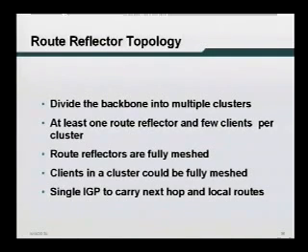You divide the backbone into multiple clusters, as if you're using OSPF, for example, you divide the backbone into multiple areas. You have at least one route reflector and a few clients per cluster. It's a typical layout. The route reflectors need to be fully meshed because they talk the normal iBGP with each other. The clients in the cluster could be fully meshed, but they don't have to. And as I said before, it's pretty rare for people to do this.